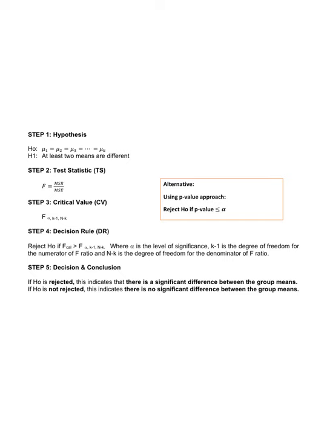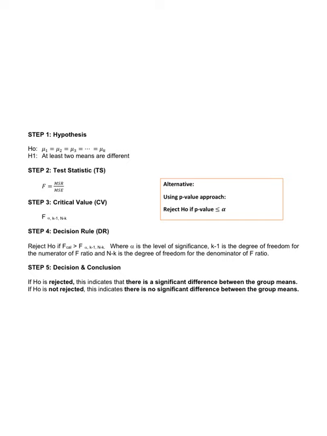Apa yang kita nak guna kat sini? Kita akan gunakan F. Okay, F is mean square treatment bahagi dengan mean square error. Okay, step yang ketiga, critical value. So critical value dia ada F alpha, K minus 1 and N minus K, where K minus 1 is the degree of freedom for the numerator of F ratio, and N minus K is the degree of freedom for the denominator of F ratio. Nanti kita akan tengok based on the ANOVA table benda-benda ni semua.